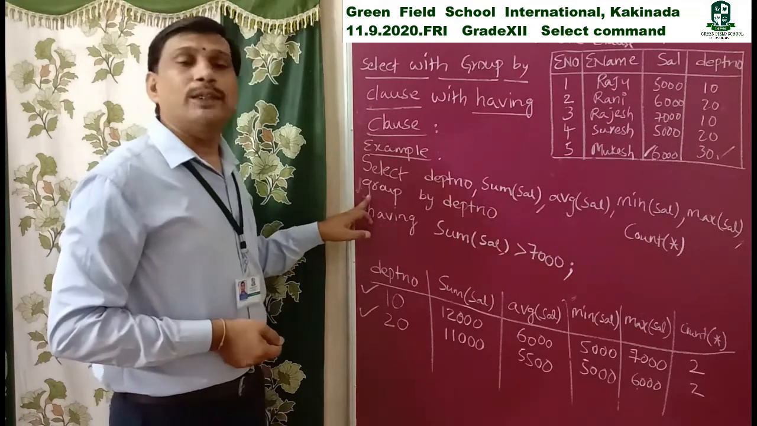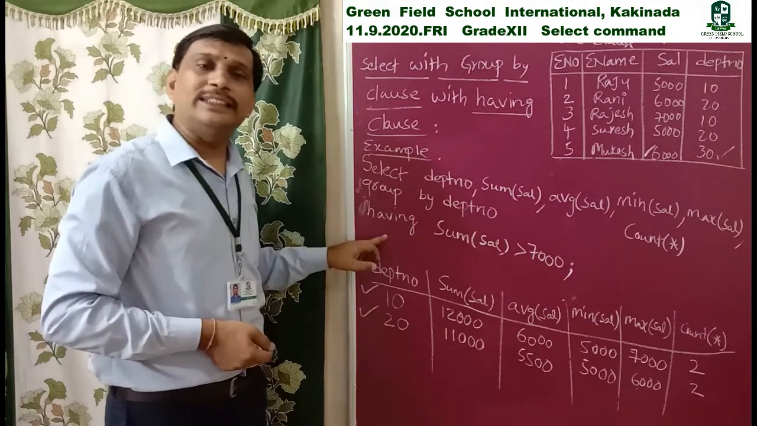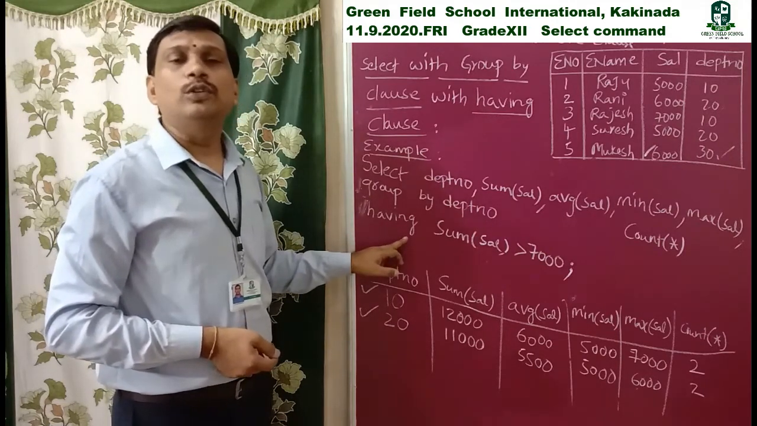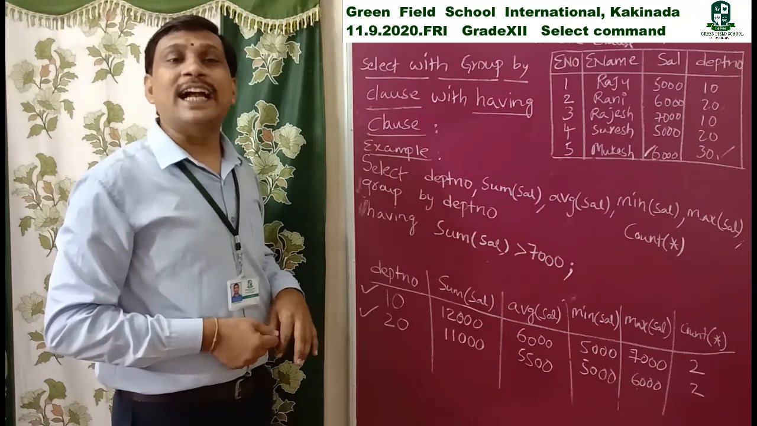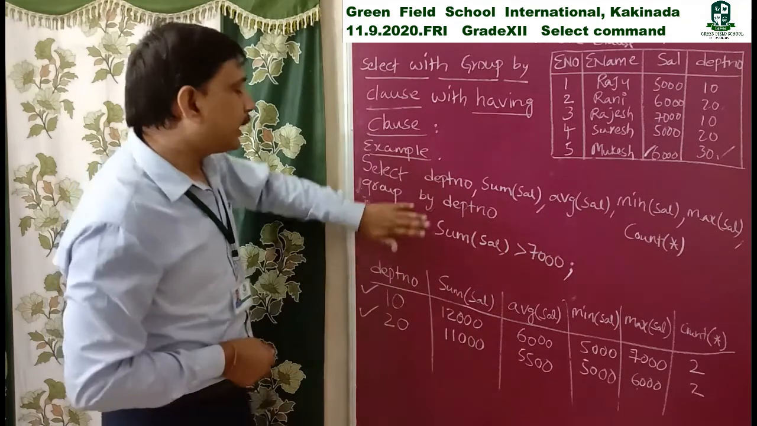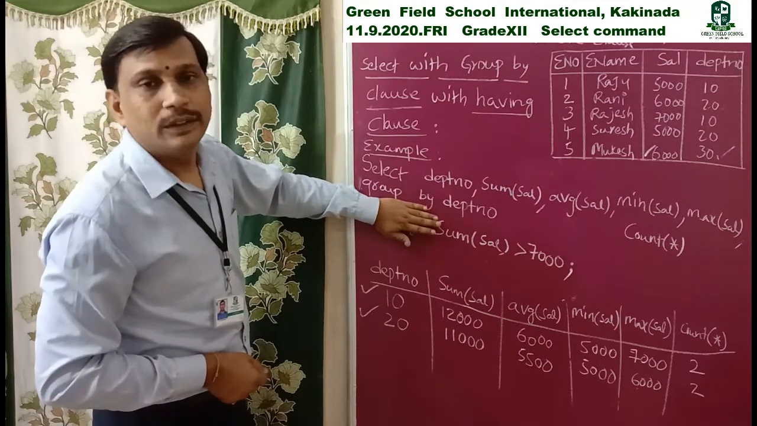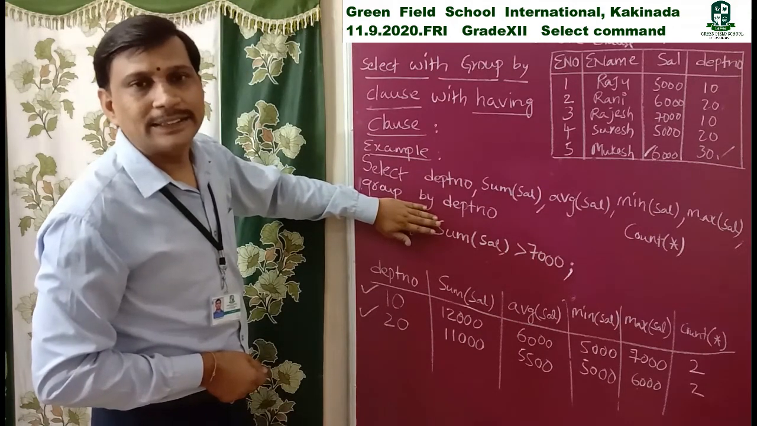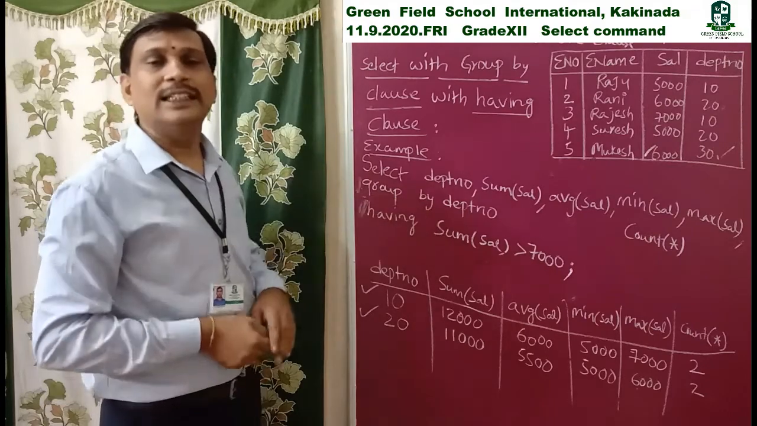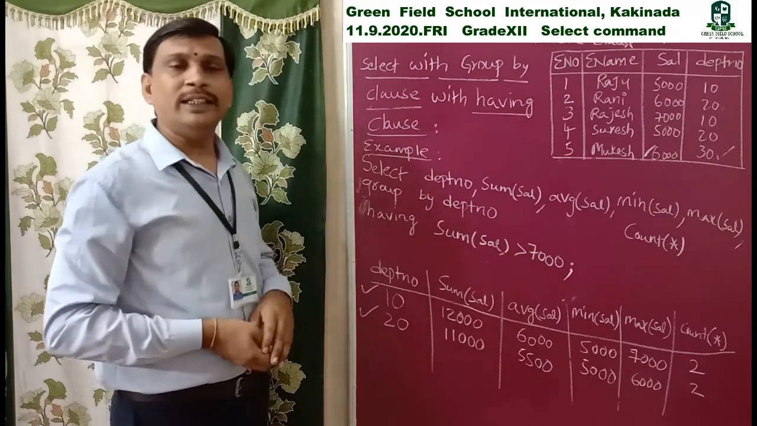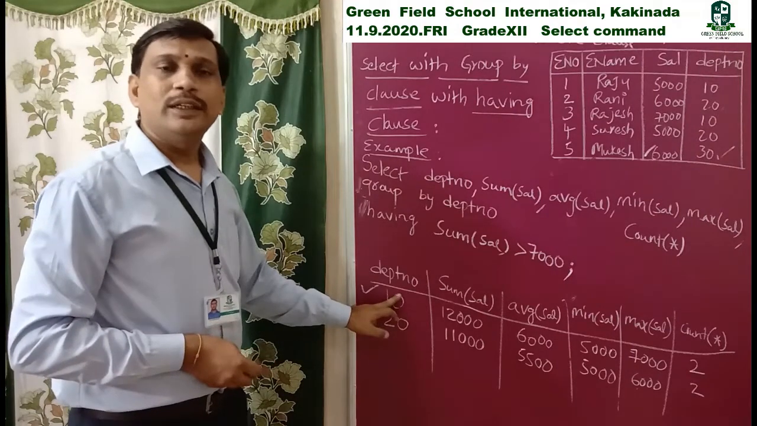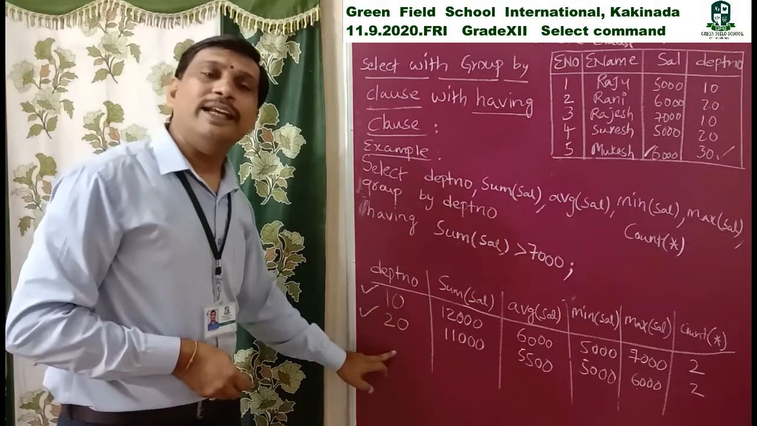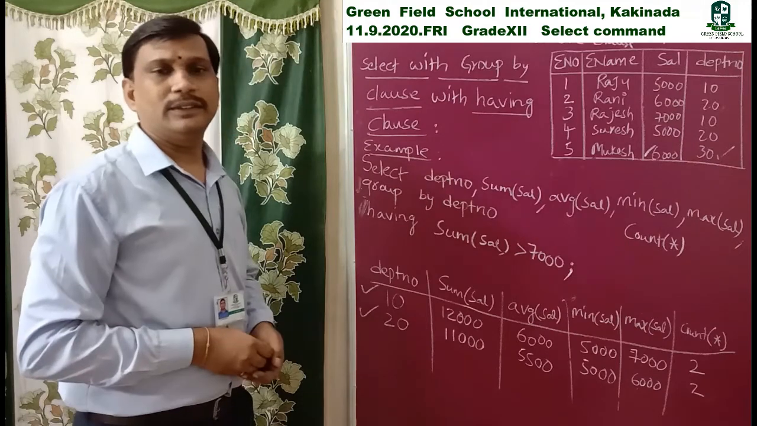First we apply grouping. Then if any condition is required, we go for having. If no condition is required on the grouping data, we do not use the having clause. That is the concept of group by and having. Here only two rows are displayed: one is department number 10 and one is department number 20.